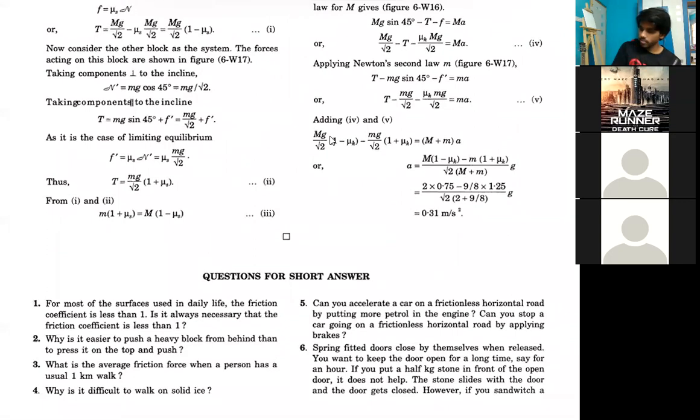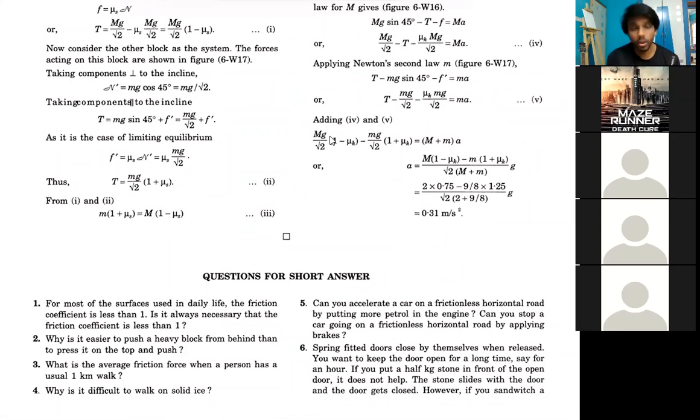Look at this. I'm going to read question number 1. Let us look at the first question. For most of the surfaces used in daily life, the friction coefficient is less than 1. Is it always necessary that the friction coefficient is less than 1? No, sir. We talked about it. It's not necessary. There are cases where the friction coefficient is more than 1 also.